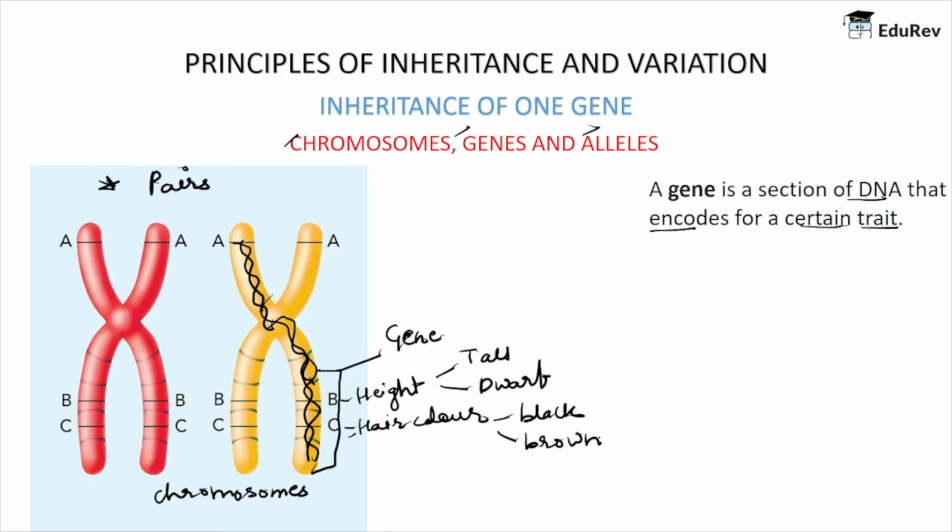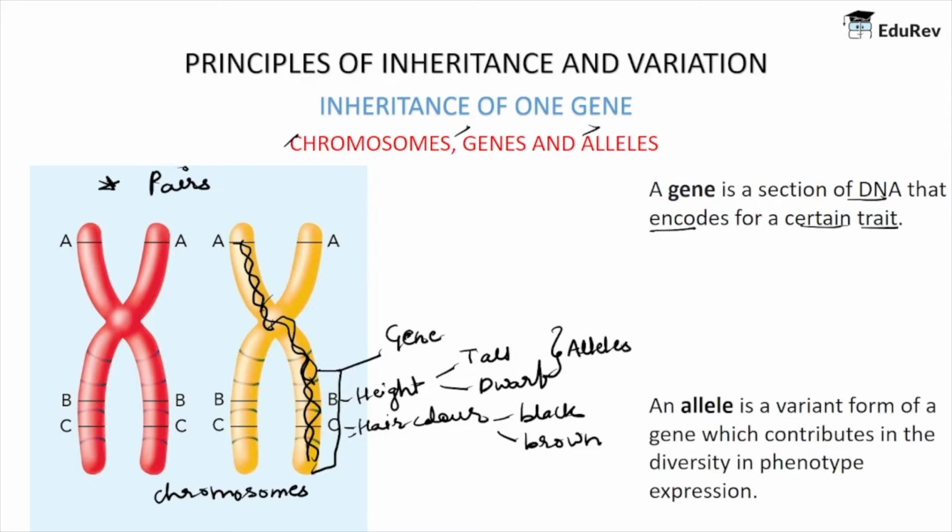Now what are these characters? You also see that the traits that you just saw are contrasting from each other, meaning different. Either that person will be tall or that person will be dwarf. So these contrasting pairs of traits which are present on a particular gene are called alleles.